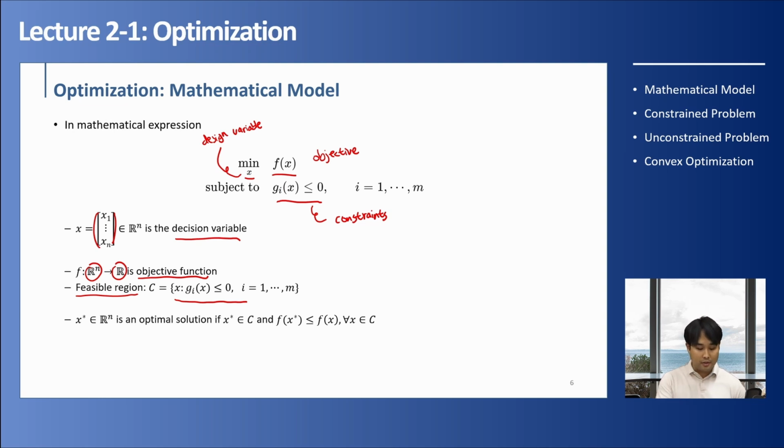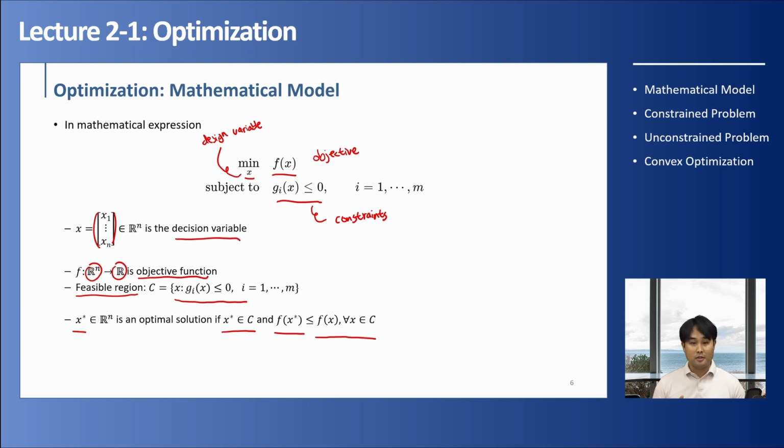Now the solution here is considered the optimal solution, denoted as x star, and we can say that x star is an optimal solution if it belongs to the feasible region, and the value of the objective function is always less than all values of x that belong in the feasible region. So this shows a basic mathematical setup for an optimization problem.